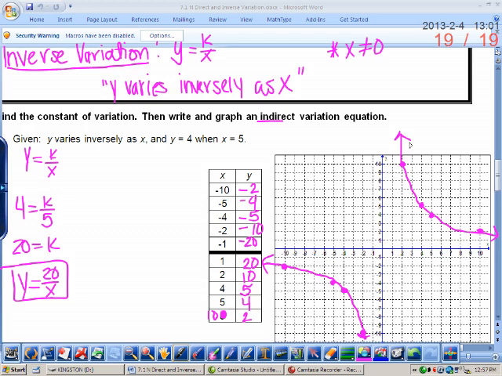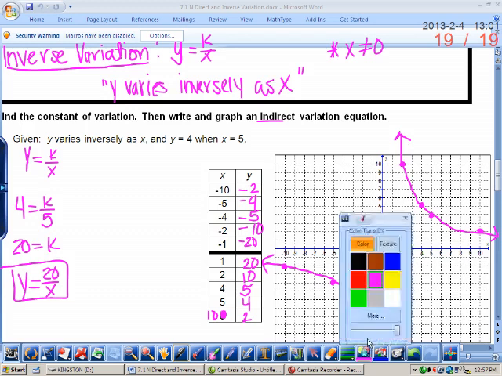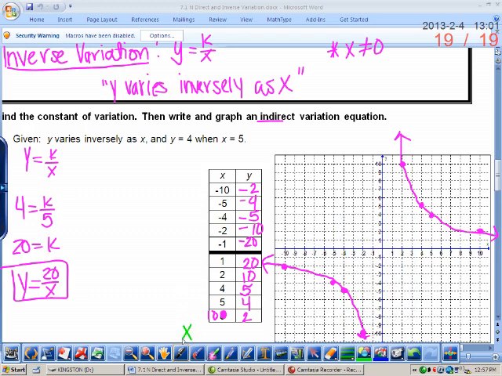All right, look at your table. As x increases, what are your y values doing? Decreasing. So in an inverse variation, as your x value increases, your y value decreases. So is the domain and range for this going to be everything except for x equals 0 and y equals 0?